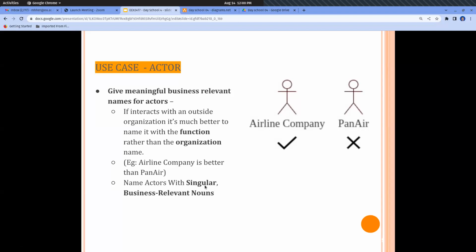Name actors with singular, business-relevant nouns. It is singular: airline company, not airline companies. An actor is a noun. We have to write a business-relevant noun. We can't write A, B, C like this. So we should write the name of the actor as a relevant business noun.